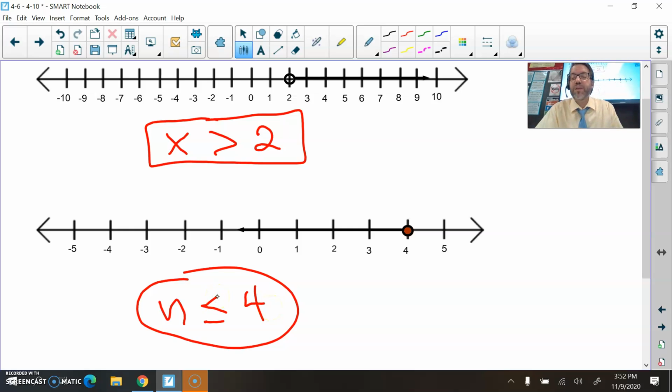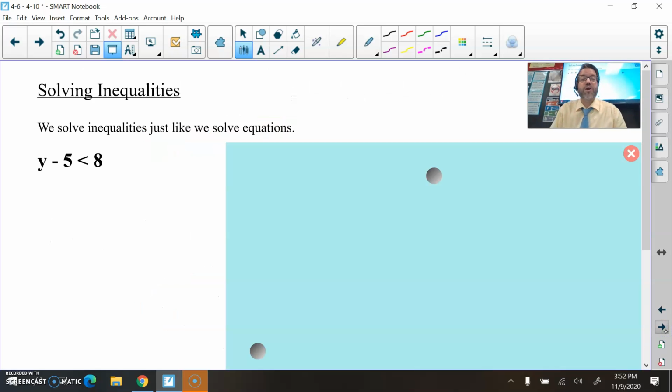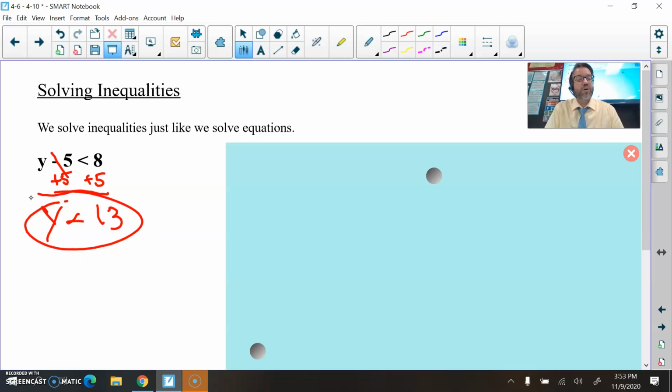That's what that means. Now, if you want to solve an inequality, you do this just like you do equations. Remember with equations, if you had y minus 5 equals 8, you would have to add 5 to each side to solve it. We do that with inequalities also. I'll add 5 here. But just like with the pan scales, we have to do the same thing on the other side too. So I'm adding 5 on both sides. So y is less than 8 plus 5 is 13. Okay, so that's how you solve inequalities.